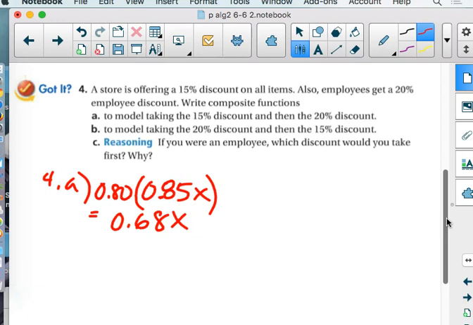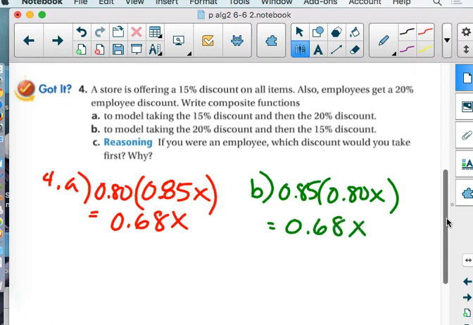Well, let's see if this is better. B says, take the 20% off first. Okay, you guys just told me that was 80%. What was the 15% discount? How much did we pay? 85. Well, wait a minute. Isn't 0.8 times 0.85 the same thing as 0.85 times 0.8? That's what they wanted us to see.